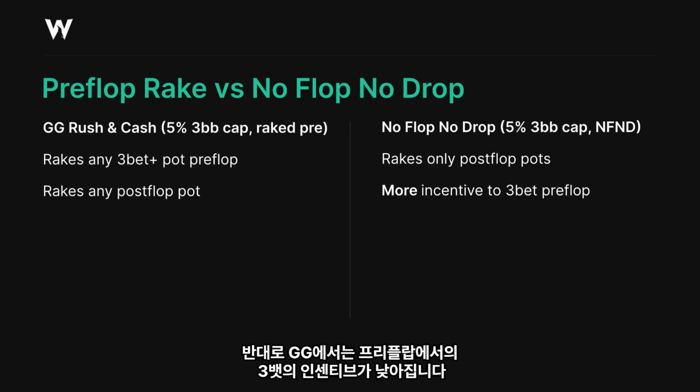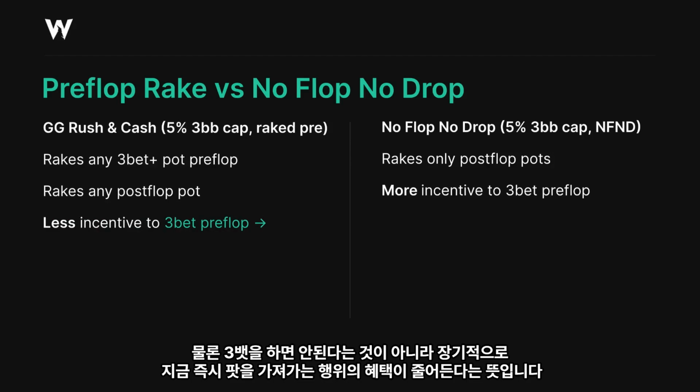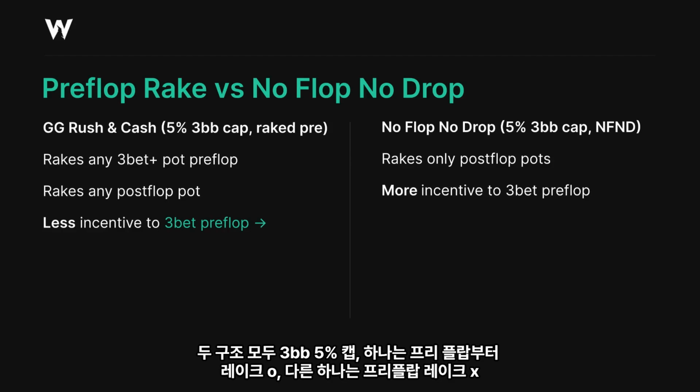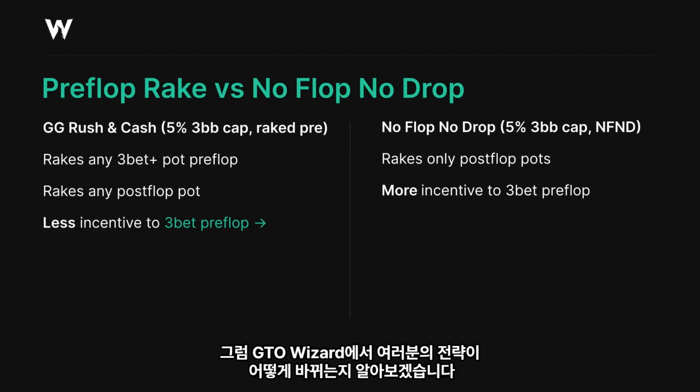Whereas in GG games, there's typically a little bit less incentive to 3-bet pre-flop. Doesn't mean you should never 3-bet, there's just less incentive because there's no longer that incentive to take it down immediately. So to demonstrate this, I'm going to show you 2 rake structures. They're both 5% capped at 3 big blinds. One is raked pre, the other is not. And we're going to see how that changes your strategy in GTO Wizard.